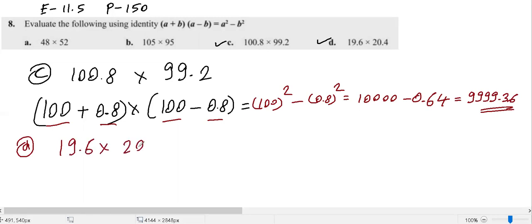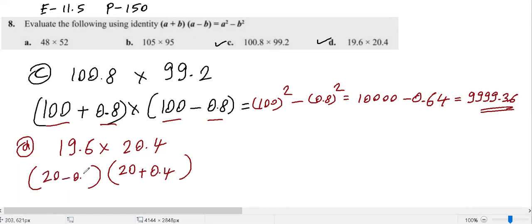And in case of D, what will you do? 19.6 into 20.4. You can observe this easily. That 20.4 can be written as 20 plus 0.4, whereas this 19.6 can be written as 20 minus 0.4. Here again you can apply the same formula. What is that? A minus b into a plus b will be a square minus b square, right? As per the identity given in the question.